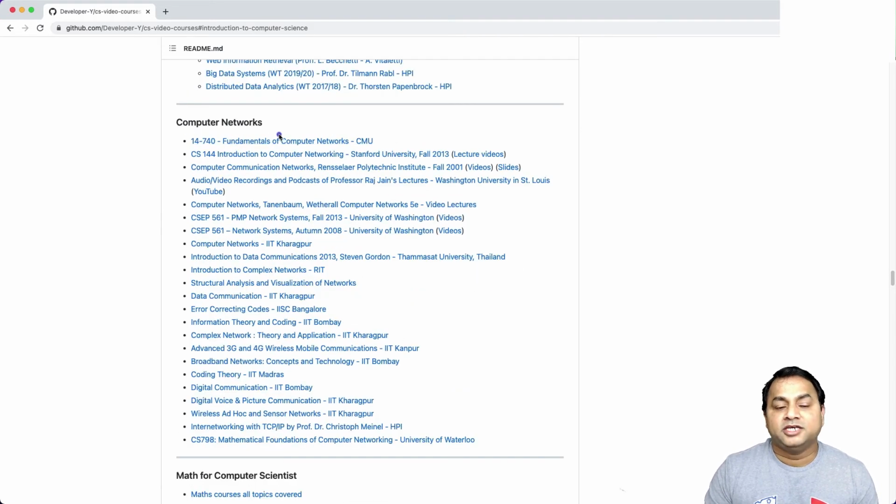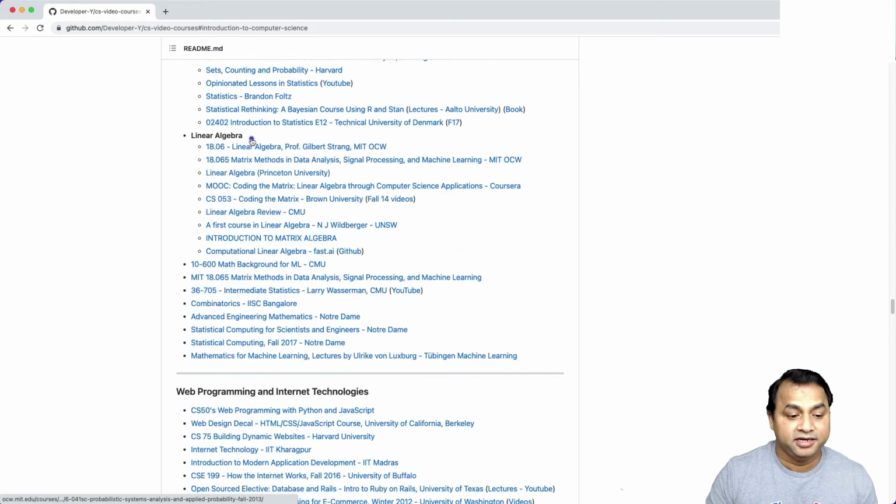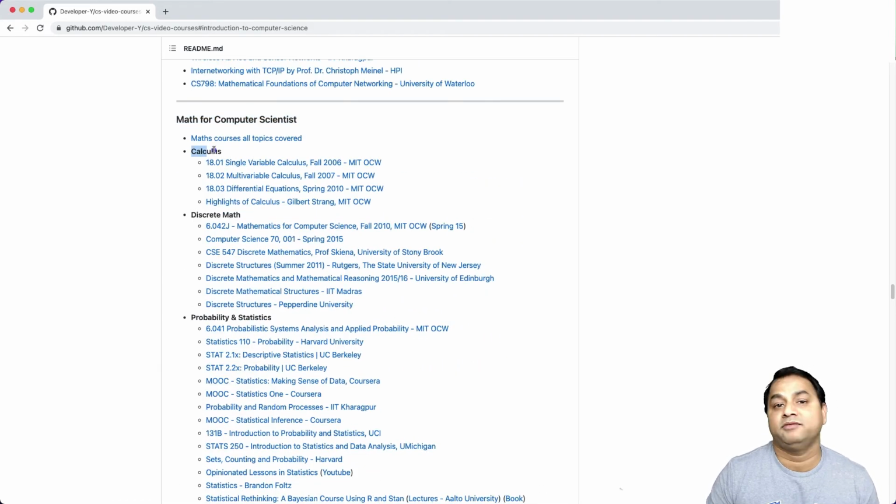And then the next one is computer systems, which we are talking about right here. Computer networks are also there. And then you can see math for computer science. Okay, so if you don't know the math background, for example linear algebra, discrete mathematics, calculus, probability and statistics, and linear algebra, I already talked about. Calculus is one of the hard parts.